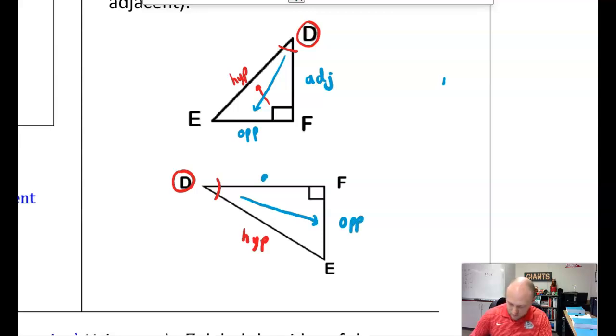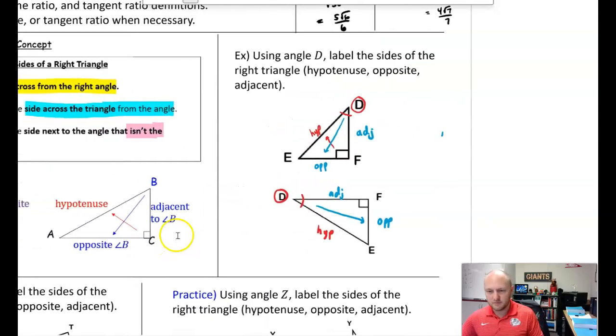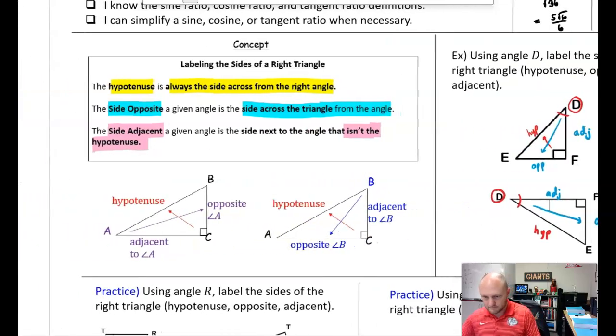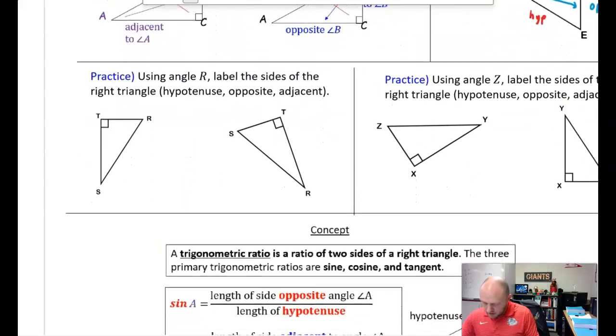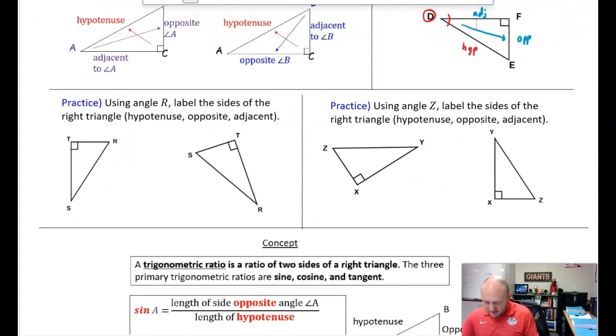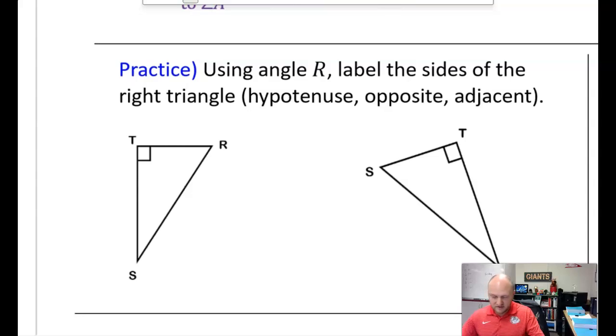And then this side will be adjacent. Fairly simple. Okay, I guess we got some practice problems here. Go ahead, please pause the video. Using angle R, go ahead and label these sides. I'll show you the results here in a second.